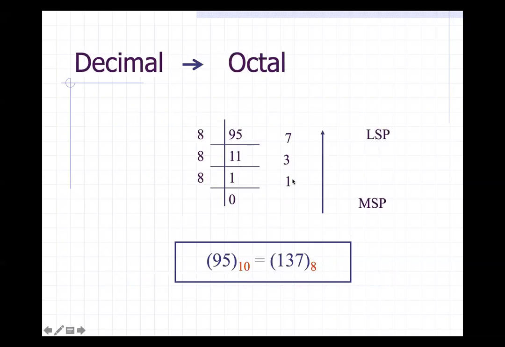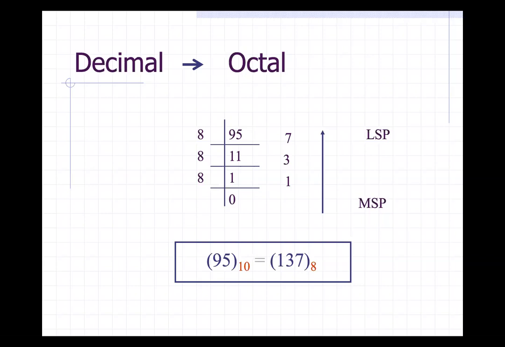At first, this is decimal to octal, this 95 is your value. Look at this 95 on the presentation slide. Suppose your decimal value is 95. Octal means divide by 8. So 8 into 11 means 88. Then our rest value is 7.